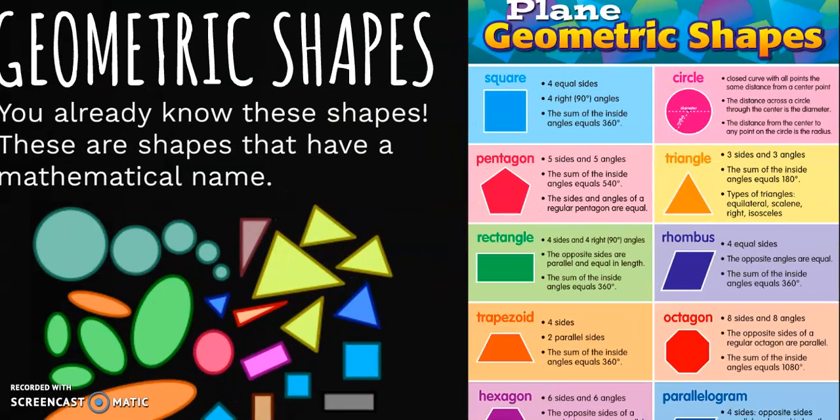Geometric shapes are pretty easy because you guys already know these shapes. These are the shapes that have a mathematical name. So a square, a circle, a pentagon, a triangle, a rectangle, a rhombus, a trapezoid, an octagon, a hexagon, and a parallelogram would all be examples of geometric shapes. I would also say that a heart, a semicircle, and a crescent shape could also be considered geometric shapes because they have a given name that everyone knows. So those are geometric shapes, shapes that have names.